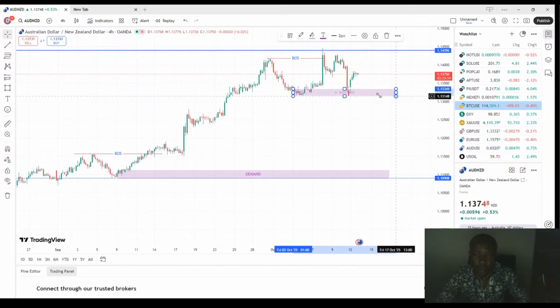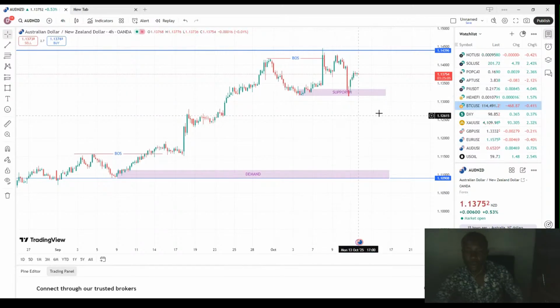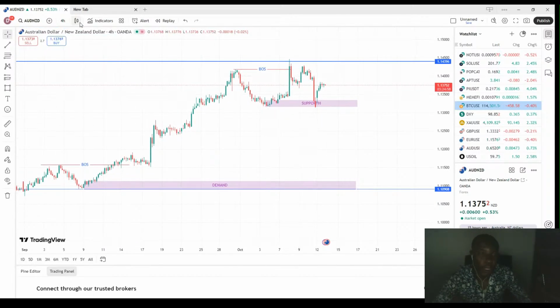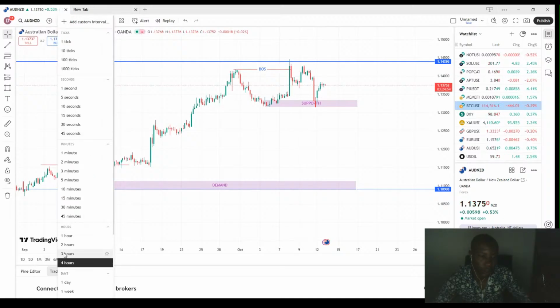Remember, we said we'll be going with what? Because we didn't see anything in the weekly. So this is a support level. We'll be looking to go with the bullish trend since we didn't see any of this on the weekly.